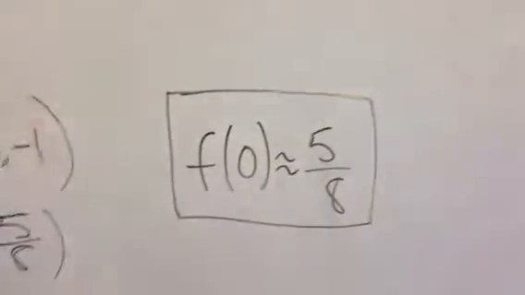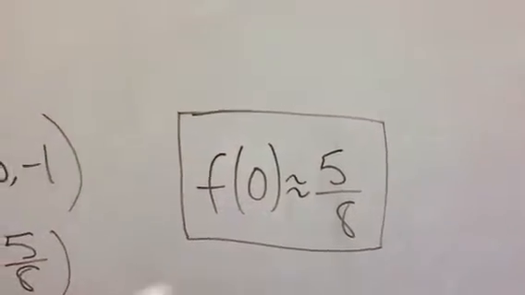So you get here that f of 0 is approximately 5/8, because it's Euler's method, it's not exact.